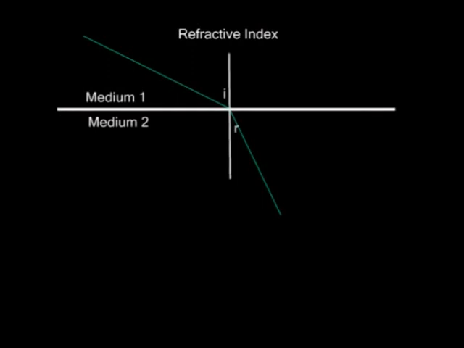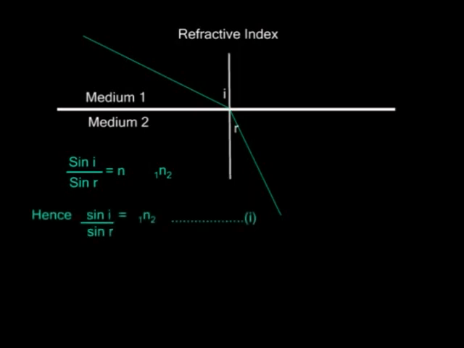Now let us look more into this refractive index. Consider a ray of light traveling from medium 1 to medium 2 as shown on your screen. For the two media, sine I over sine R is equal to the refractive index N. The constant N is the refractive index of medium 2 with respect to medium 1 for a ray of light traveling from medium 1 to medium 2, and it's written as N1 to 2. Therefore, sine I over sine R is equal to N1 to 2.